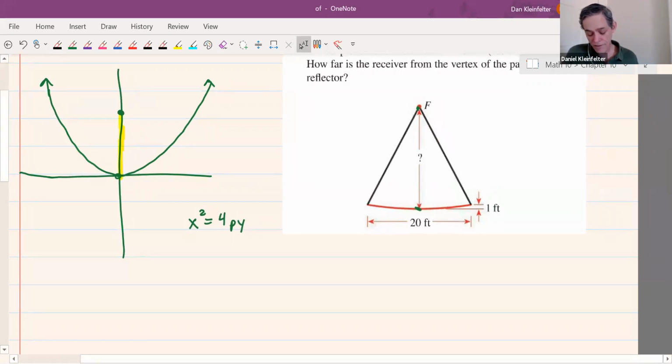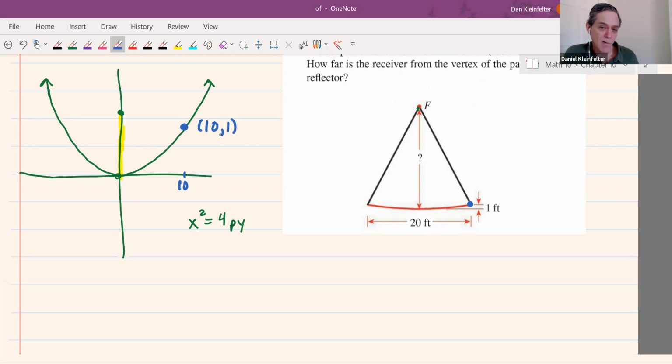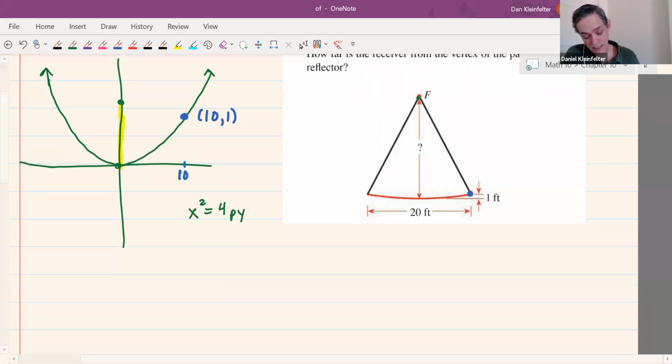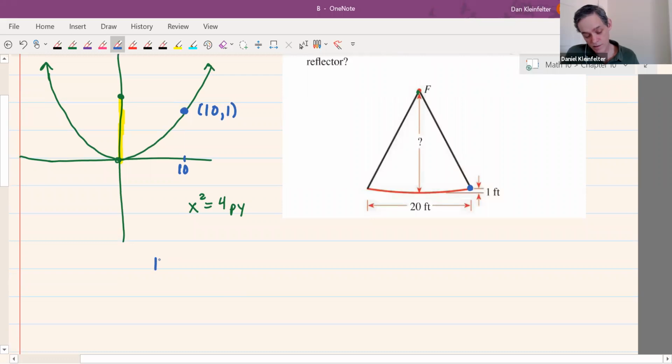So if the vertex is at the midpoint of this 20-foot segment, then if we consider this point on the parabola, from the vertex that would be 10 feet to the right and 1 foot up. So this would have an x coordinate of 10 and a y coordinate of 1. That would be the end of where the reflector is. So that means that the point (10, 1) has to be on the parabola itself. So it should satisfy the equation.